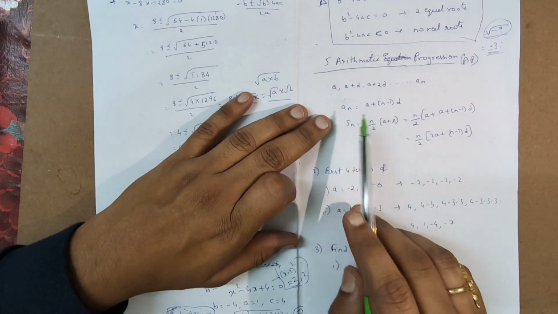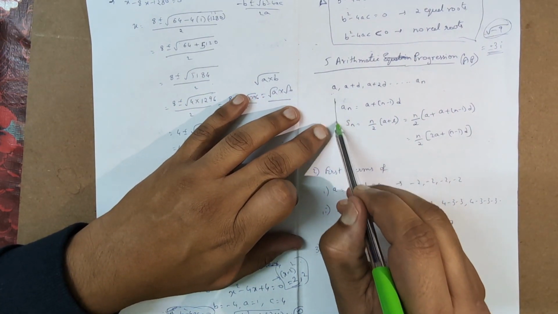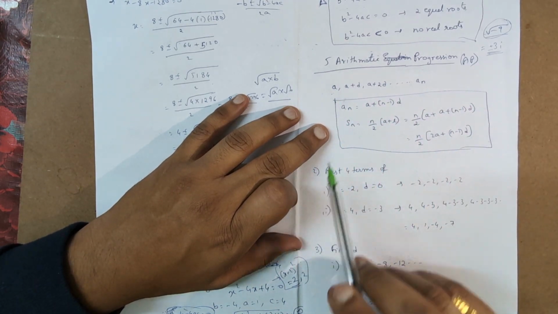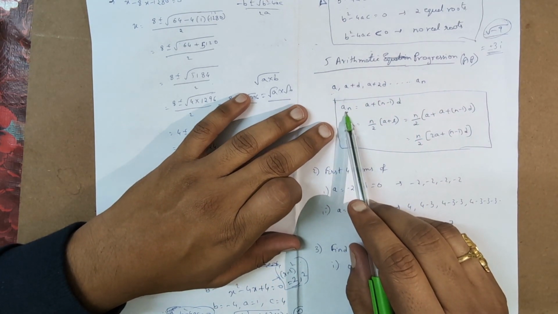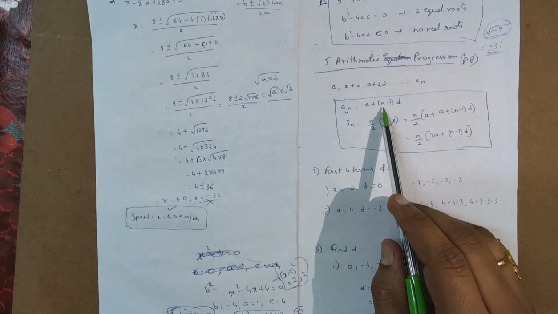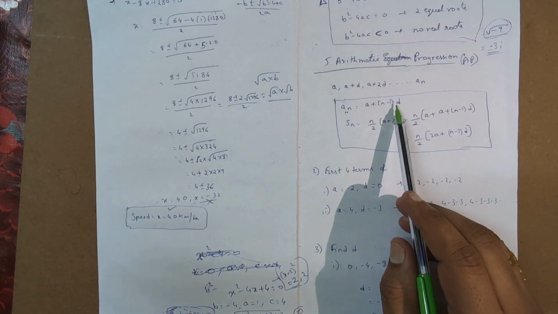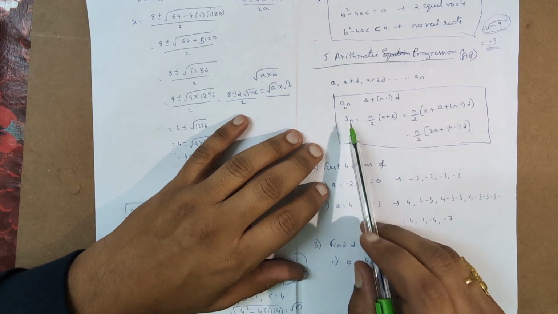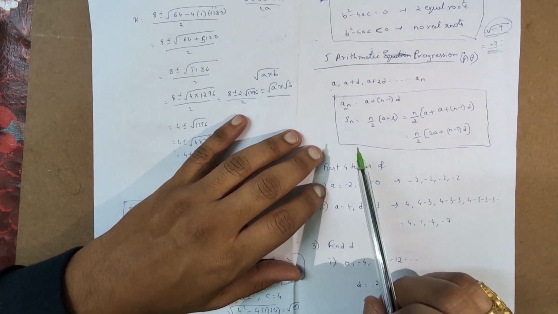For AP, we need to remember only these two formulas. The nth term in an AP series is written as a plus n minus 1 into d, where n is the number of the term, I mean which term, and d is the common difference. Whereas Sn is the sum of n terms of an AP.